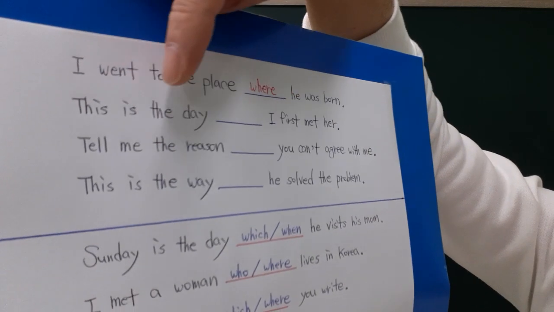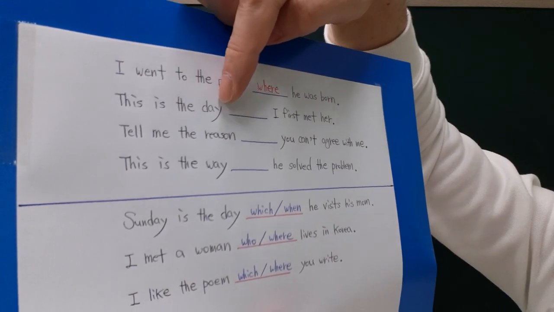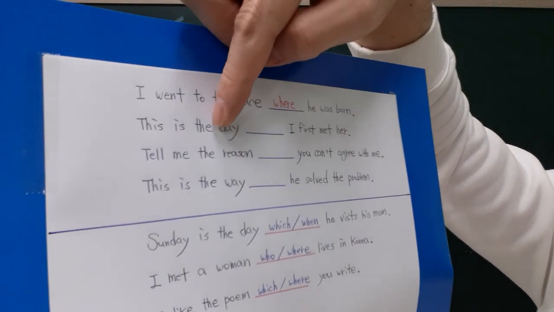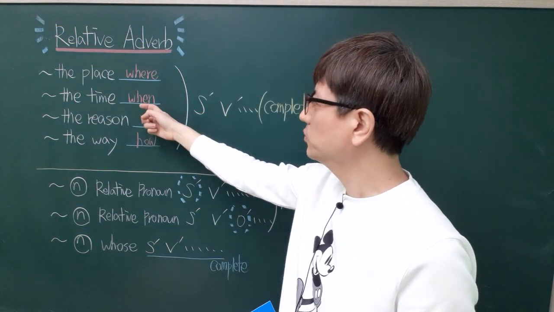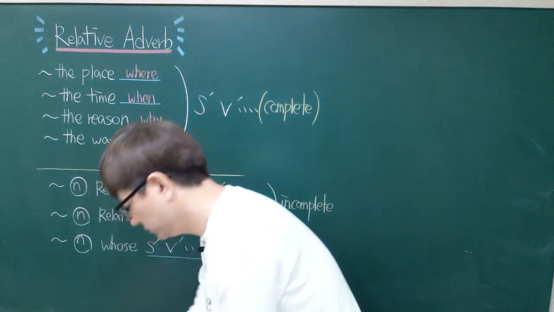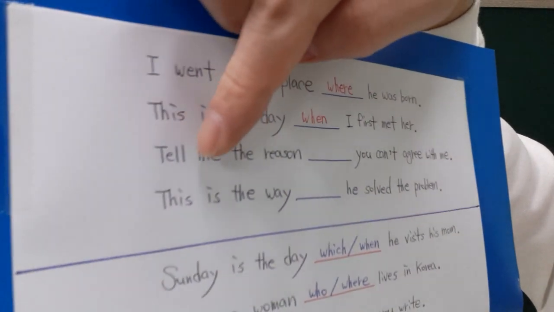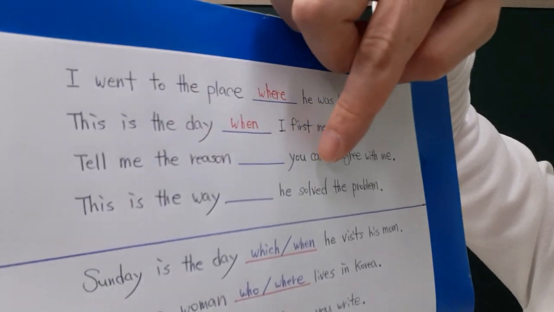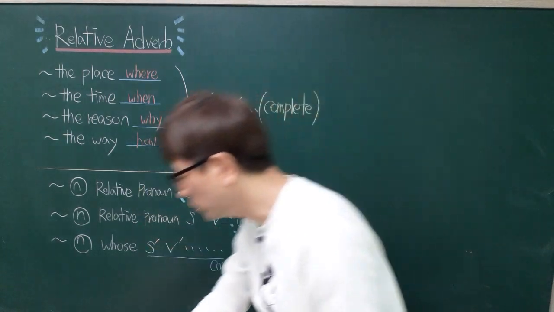The next sentence. This is the day blank I first met her. The day is a noun related to time, and I is the subject, met is the verb, her is the object. It's a complete sentence. Time, complete sentence, then we should have when. So the correct answer is: this is the day when I first met her. Tell me the reason blank you can agree with me. The reason, complete sentence, then we should have why.